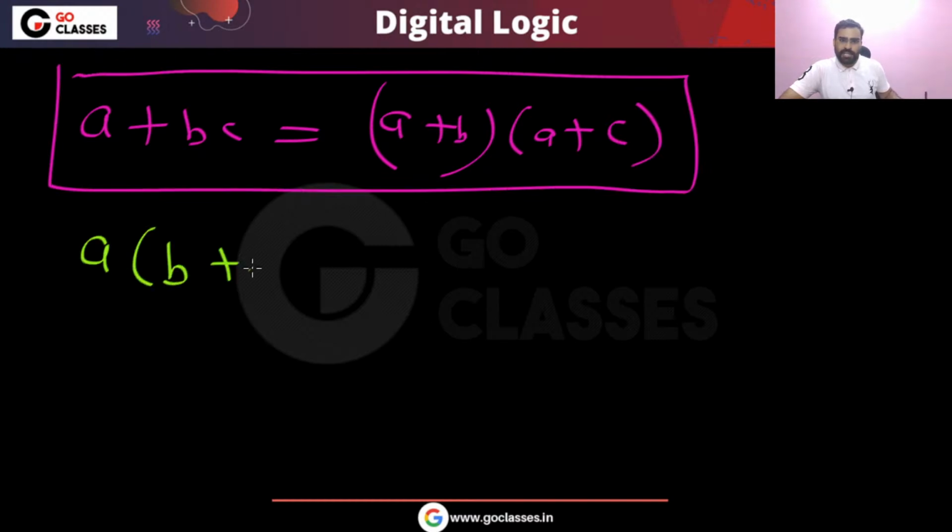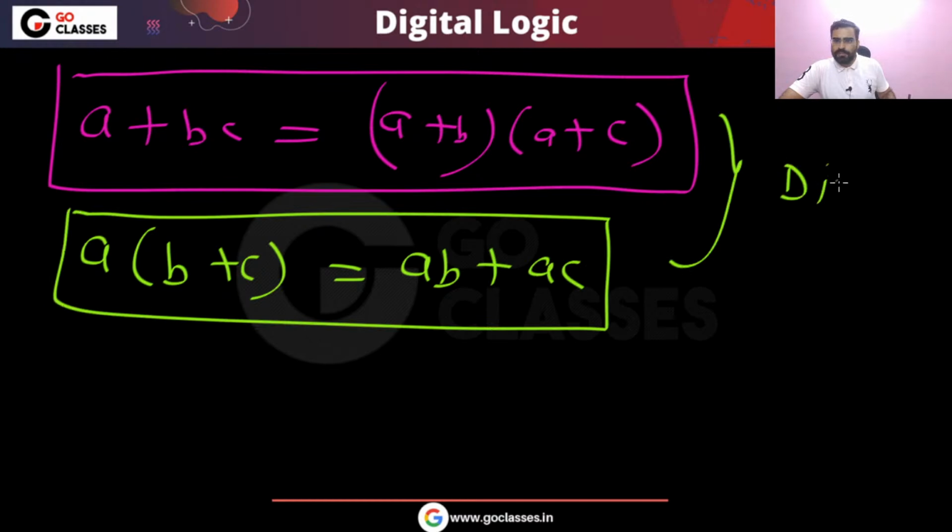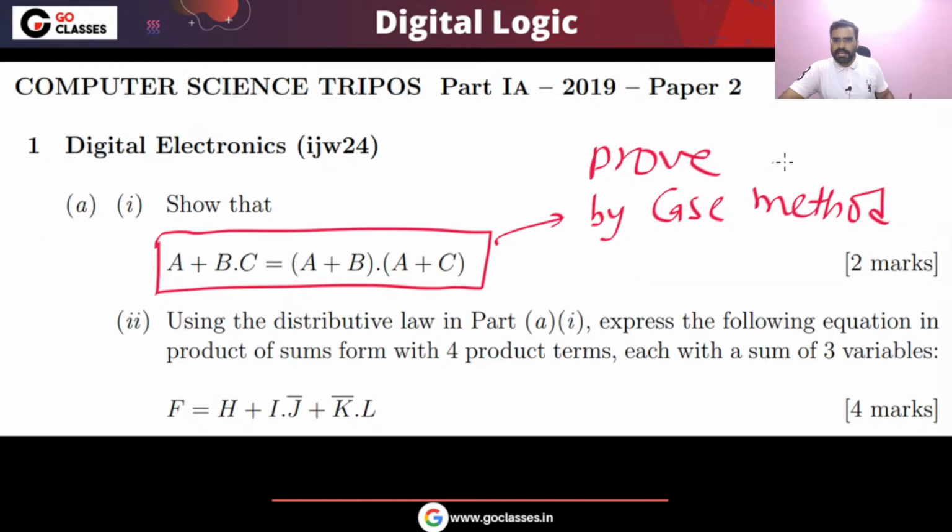Another distributive property is this one, AB or AC. These two are called distributive properties. Now you can do the proof using the by case method. I leave it up to you. I have confidence in you, so you can do it.